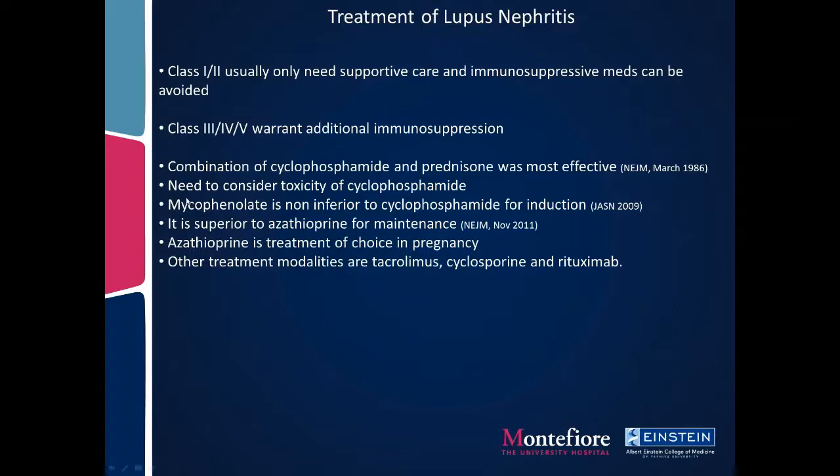As other treatment modalities, if they fail mycophenolate or cyclophosphamide, you can add tacrolimus, cyclosporin, and rituximab as well. But the evidence for them is limited compared to what you have for cyclophosphamide and mycophenolate. But these are other treatments that you can use if they are failing therapy with the above two agents.